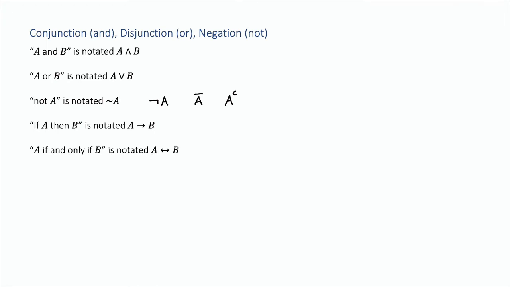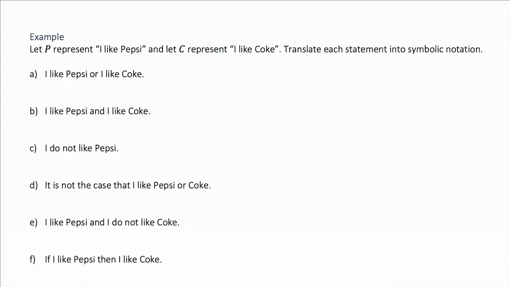So let's just look at an example of using these. Let P represent the statement I like Pepsi, and C represent the statement I like Coke. We're going to translate each statement here into symbolic notation. So I like Pepsi or I like Coke. So this is the statement P, and then or is the little V symbol, and then I like Coke is C. So P or C.